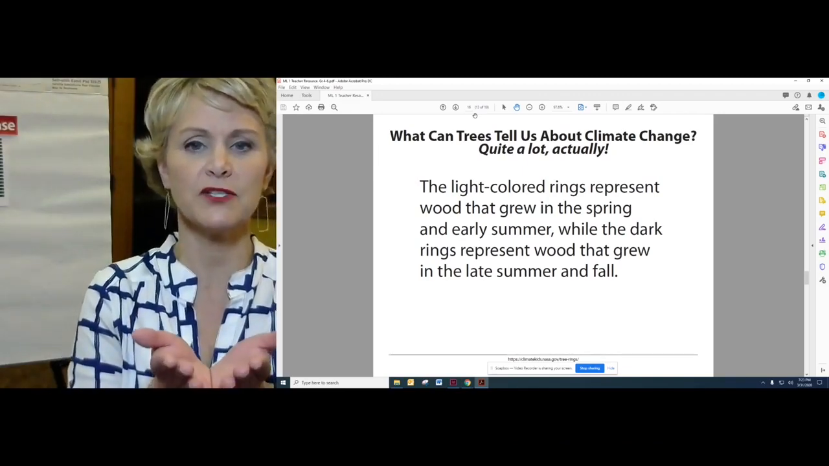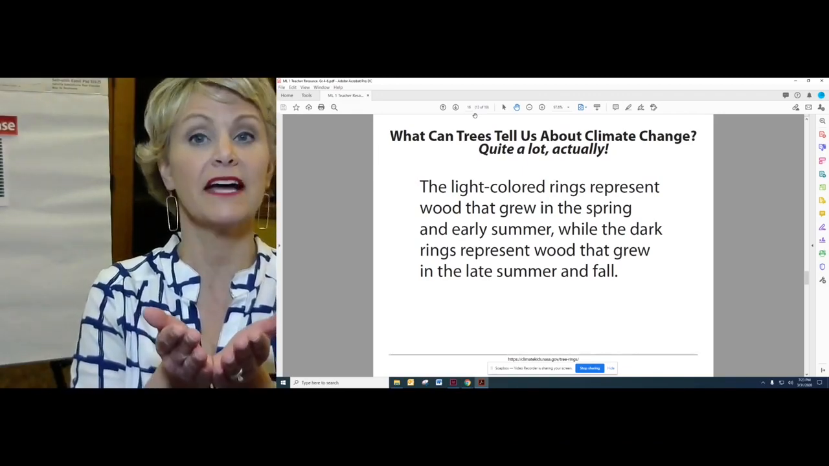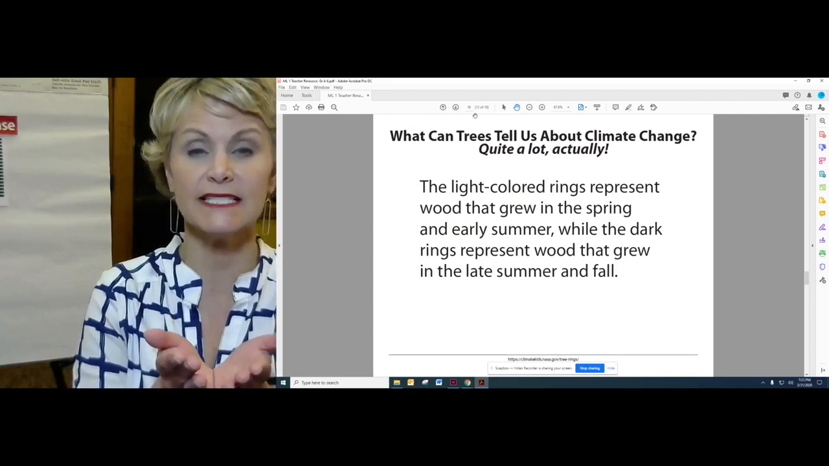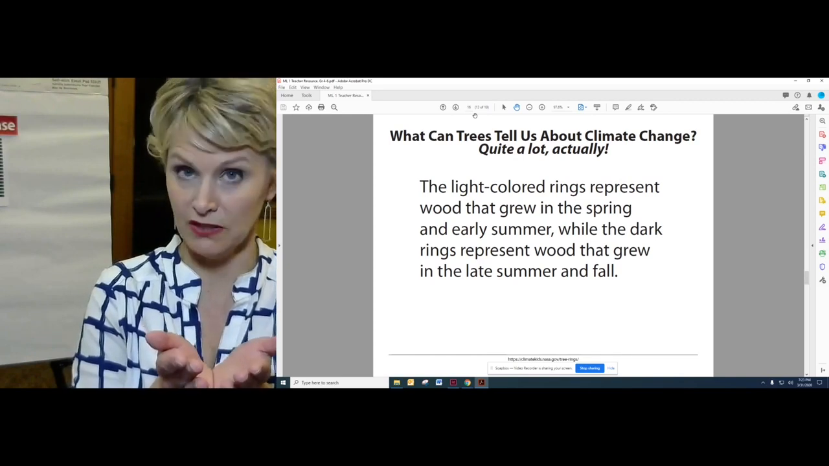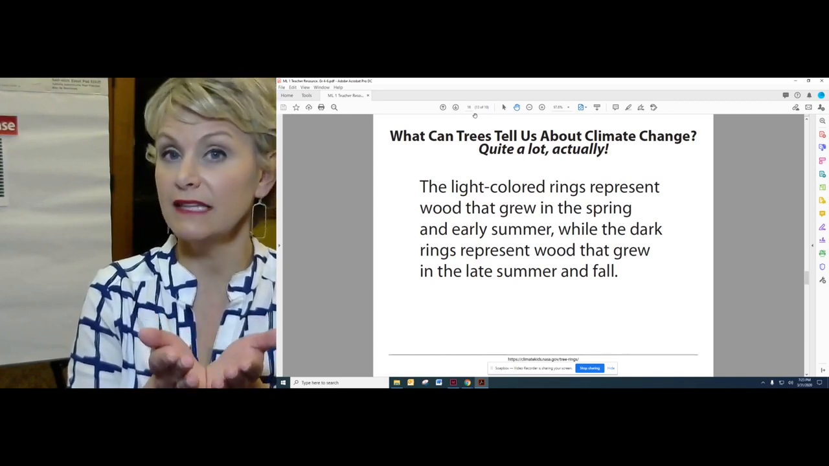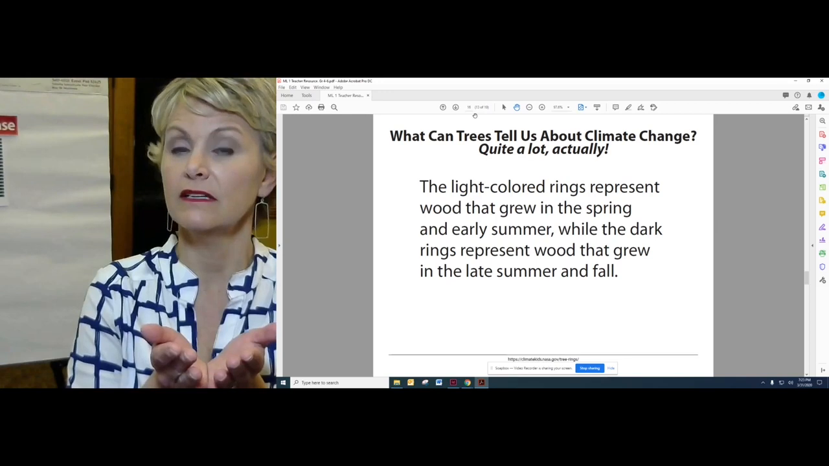The light-colored rings represent wood that grew in the spring and early summer. The dark rings represent wood that grew in the late summer and fall.